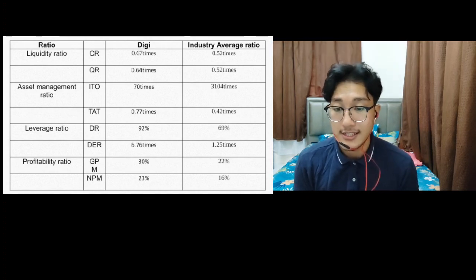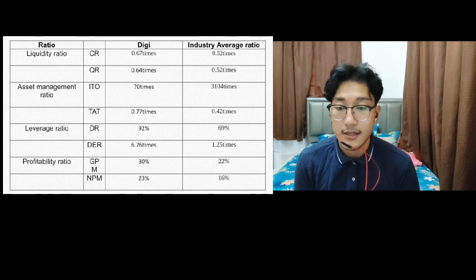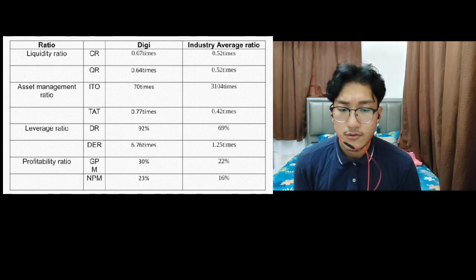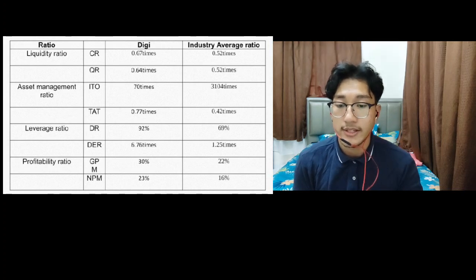It is because Digi company is efficient in using its asset and converting their sales to generate earning compared to Maxis. For example, Digi company has made more profit where they make 23 cents for every 1 ringgit compared to Maxis where they only made 16 cents for every 1 ringgit.